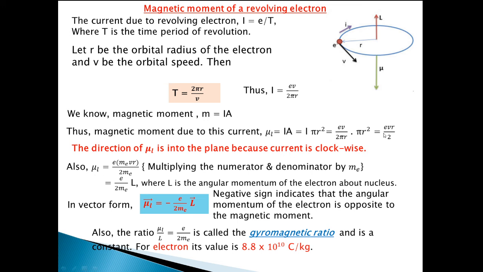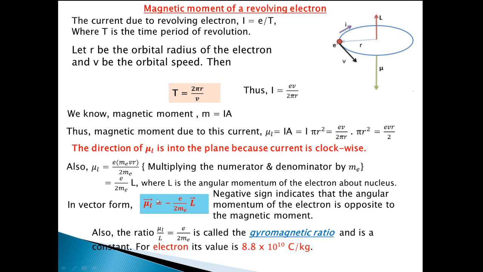Also, this mu L, which is equal to e v r by 2, can be rearranged as e m, mass of electron, into v into r by twice the mass of electron, just by multiplying the numerator and denominator by the mass of electron. And we know m v r is the angular momentum. So mu L equal to e by twice the mass of electron into L, where L is the angular momentum of the electron about the nucleus.